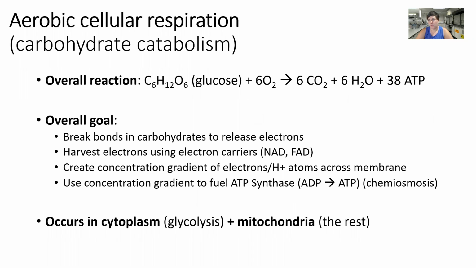So another term for aerobic cellular respiration is carbohydrate catabolism, because what we're doing is we're going to take a carbohydrate, sugar, we're going to oxidize it, we're going to break all the bonds in this sugar, release electrons from that sugar, generate a proton motive force, and generate a ton of ATP. The overall reaction for cellular respiration, you can see here, we are using an organic compound. In this case, we're talking about glucose.